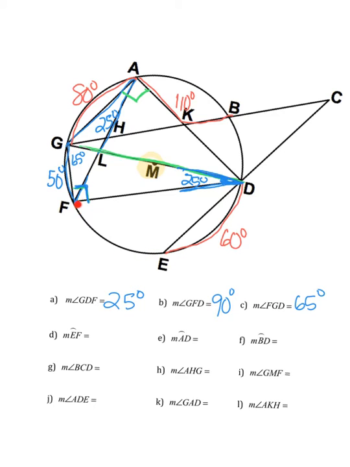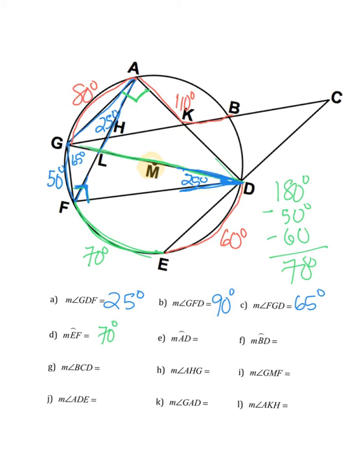Next is measurement of arc EF. But arc EF is part of the big semicircle, 180 degrees. And this is 50 degrees. This is 60 degrees. So 180 degrees minus 50 degrees minus 60 degrees is equal to 70 degrees. So arc EF is 70 degrees.